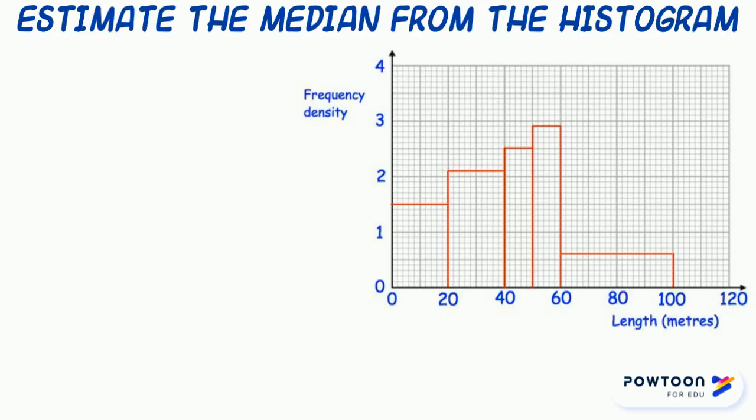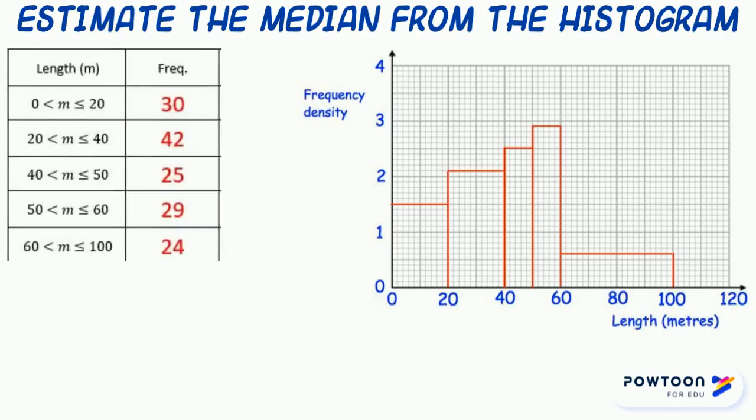To start off this problem, we're going to build our frequency table. So again, you look at the histogram and say, well, the first bar is from 0 to 20, and then 20 to 40, and so on. And you need to find the frequencies. Remember, that's just by doing the class width times the frequency density. So our table will look like this.